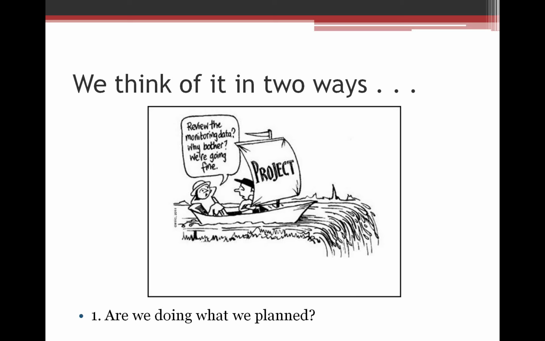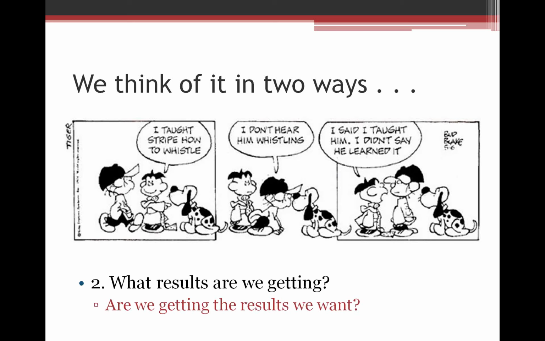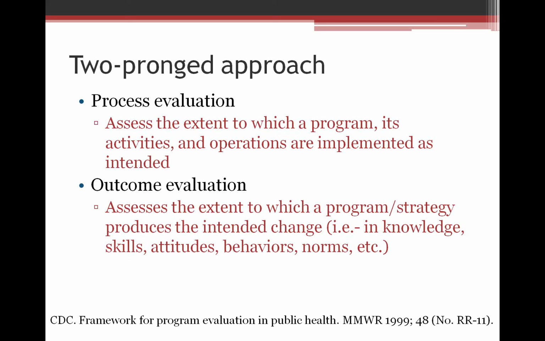So this first question is, are we doing what we planned? Are we doing what we said we were going to do? Or are we maybe going a different direction? And then secondly, we have this cartoon that says, I taught Stripe how to whistle. I don't hear any whistling. I said I taught him. I didn't say he learned it. This brings up the question, what results are we getting, and more importantly, are we getting the results that we want? As depicted here, teaching doesn't necessarily translate to someone learning.